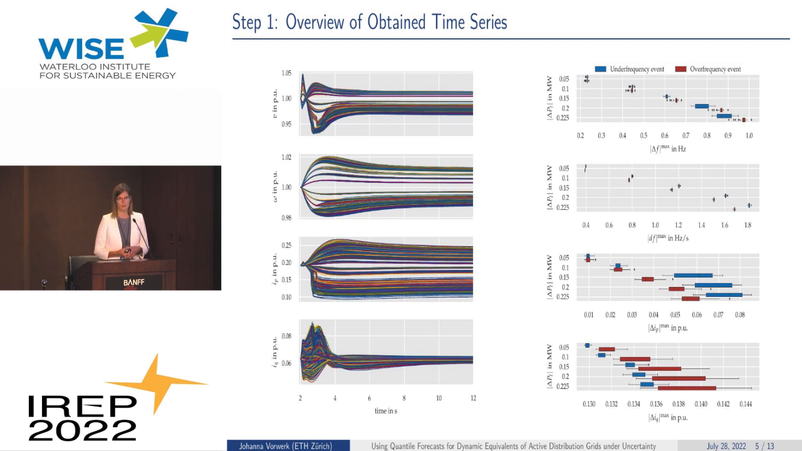You can see here the time domain response for voltage, frequency, and the current across the transformer. And on the right-hand side, you can see the maximum frequency deviation, rate of change of frequency, and currents for each of the different disturbances and their mean and variance. So you can see that we actually have quite some variance in our data, especially for the currents.